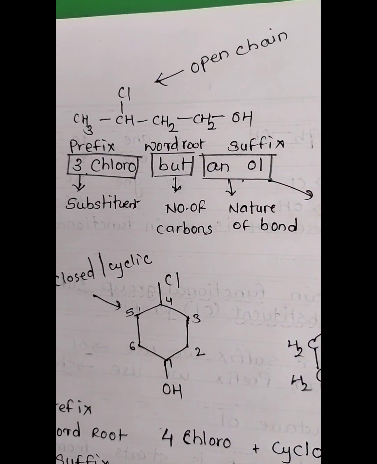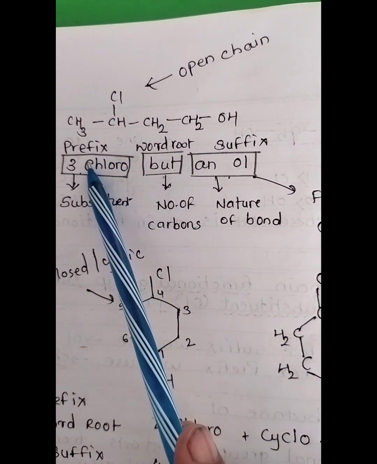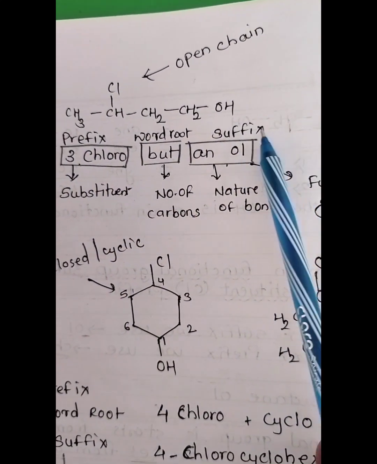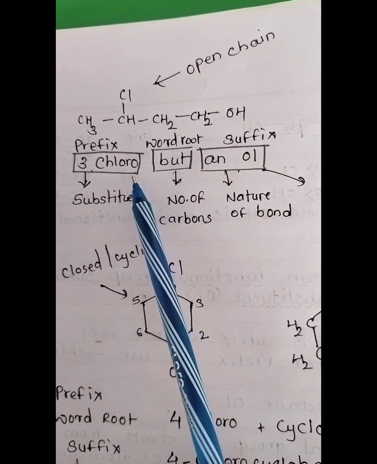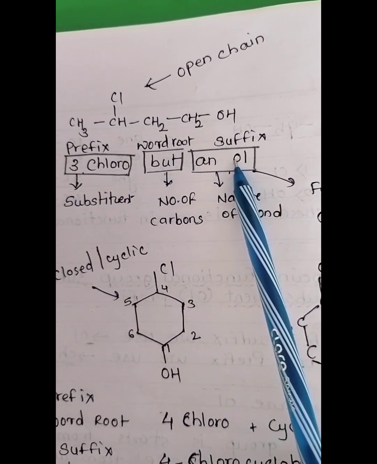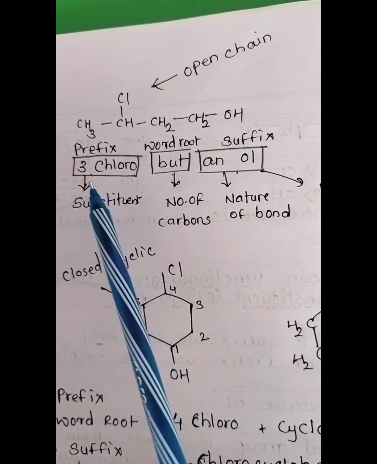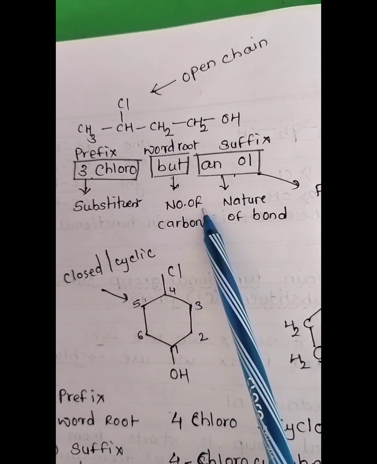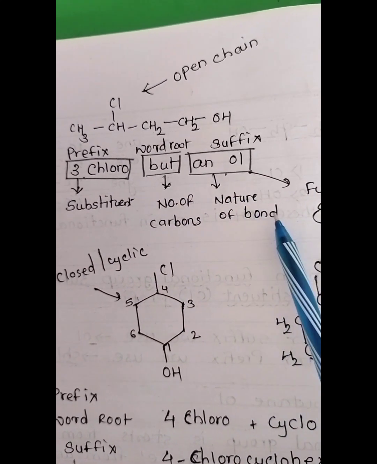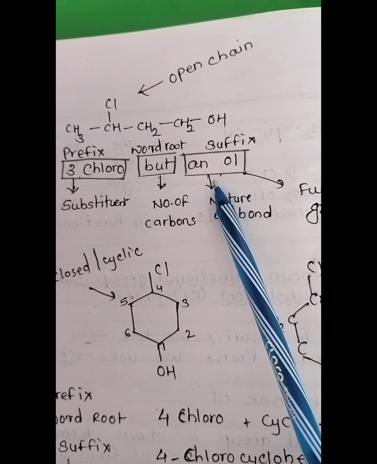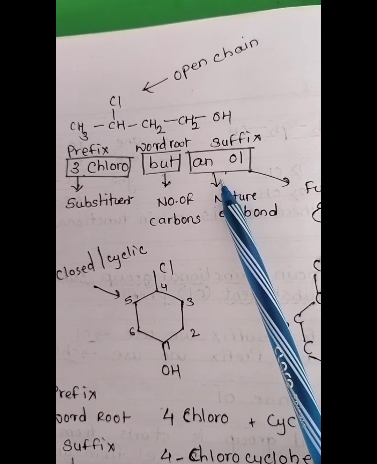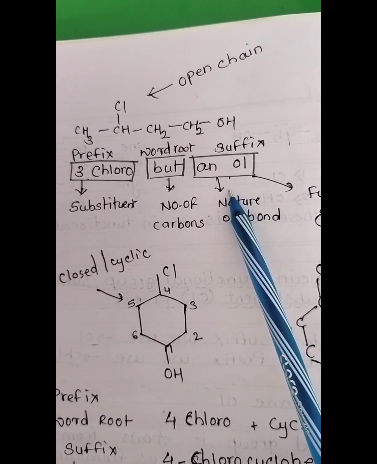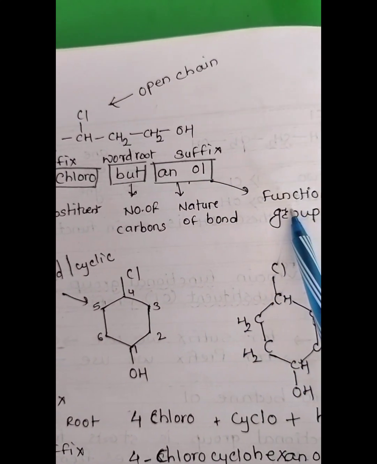Let's see, we use this way for naming in IUPAC. First we use the prefix, then the word root and then the suffix. In this case, 3-chloro is the prefix, but is the word root, and OL is the suffix. Here 3-chloro means substituent, but means the number of carbons, and AN means the nature of bonds, that is carbon-carbon single bond. If carbon-carbon single bond we use AN, double bond ENE and triple bond YNE, and OL means it is the functional group.